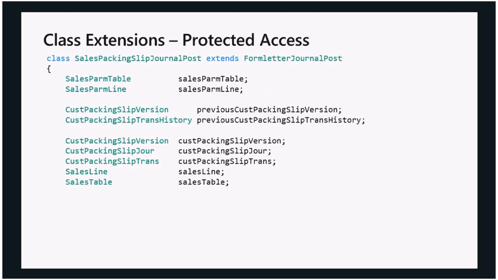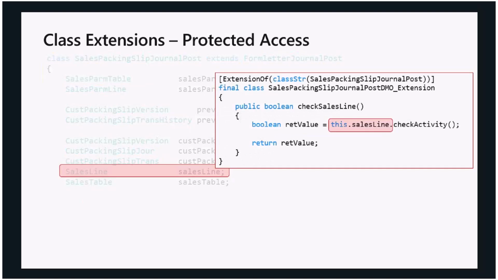A nice advantage that class extensions have is the ability to see protected members, both variables and methods. Now, private data is still hidden from extension classes, but extension classes now act like a derived class in that they have the same level of access to the protected state. So here we can see an extension class on the sales packing slip journal post class, which has the sales line as a protected member variable. Thus, in my extension class, I have access to this member variable, and it can write code to access it.